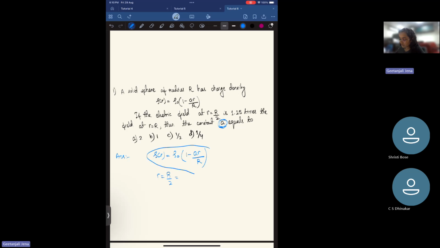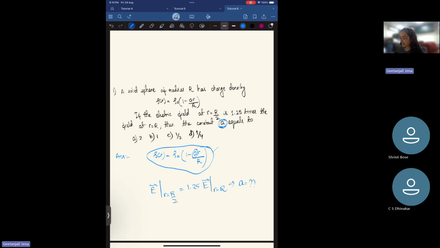So you are given a symmetric distribution of charges and you need to find out the constant A, given that the electric field at R/2 is 1.25 times the electric field at capital R. Let me write it properly. It is given the electric field at R/2 is 1.25 times the electric field at r equals capital R. So what will be A?